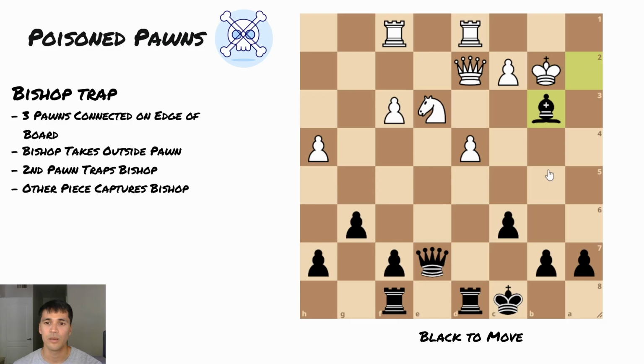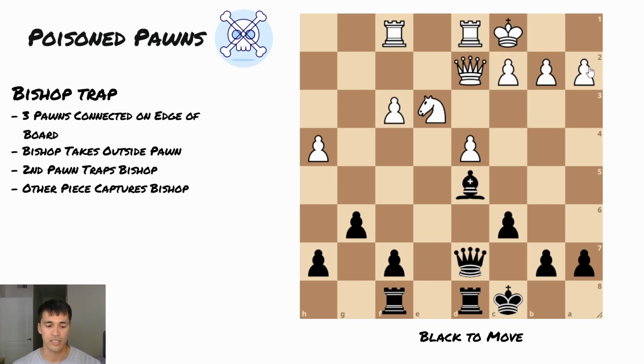So black plays bishop takes b3. White captures back with their pawn. White was able to get a bishop for 2 pawns. So back at the beginning here, this pawn here on a2 is our poison pawn, and it only works because white has all 3 pawns connected. And when black takes that pawn, white is able to trap it and then bring over another piece in order to pick up the bishop.